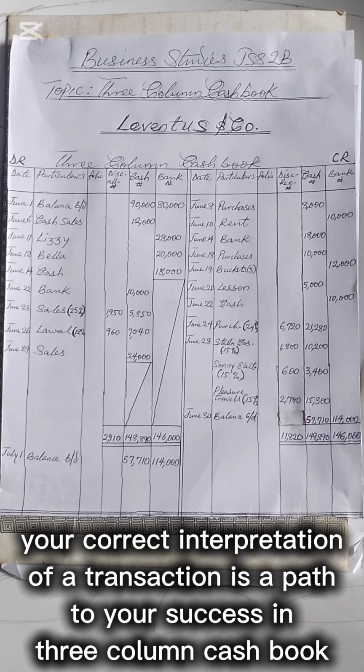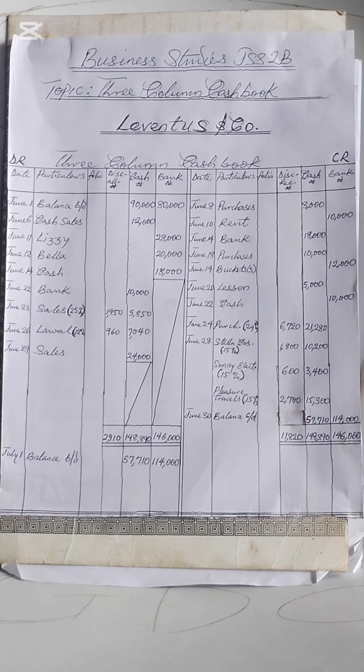June 1st, you have balance brought forward. It could either be balance brought forward or balance brought down. That's the balance from a previous month. And then for cash, you have 90,000 and for bank, 80,000. Moving to June 6, you have cash sales.